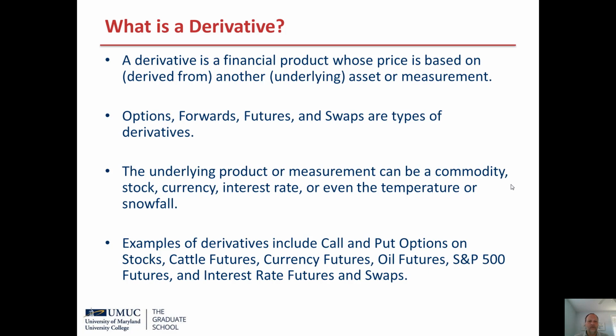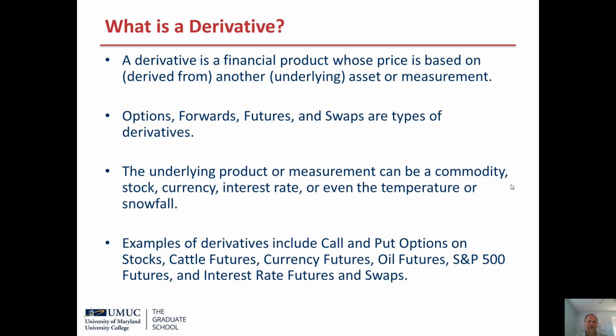They can be stocks. They can be currencies like the dollar, the euro, the yen, interest rates, like the Fed funds rate, or in some cases even things like the temperature in a given city or the amount of snowfall during a given time period.